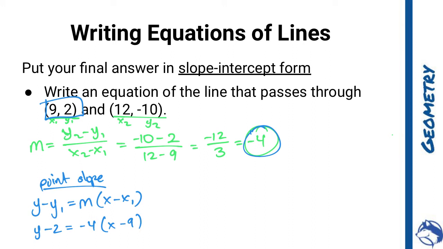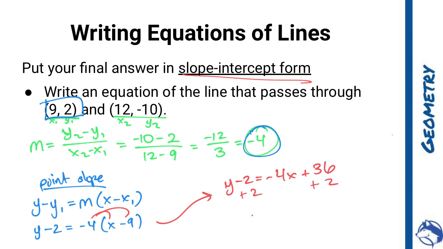And then all we have to do is now convert it into slope-intercept form. So distribute that negative 4 through, and I get y minus 2 is equal to negative 4x plus 36. Add 2 to both sides. Y is equal to negative 4x plus 38.